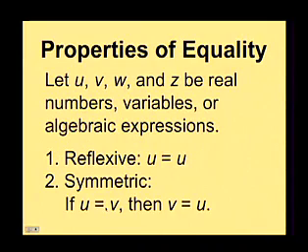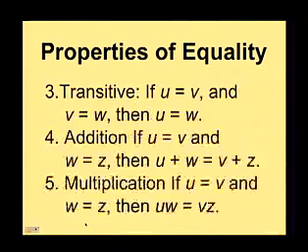Let u, v, w, and z be real numbers, variables, or algebraic expressions. The first property, reflexive, tells us that u is equal to itself, u. The symmetric property tells us that if u is equal to v, then v is equal to u. The transitive property: if we know that u is equal to v and that v is equal to w, then u will be equal to w.